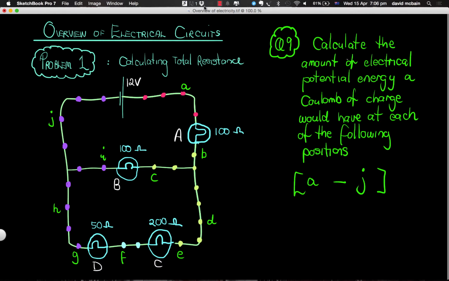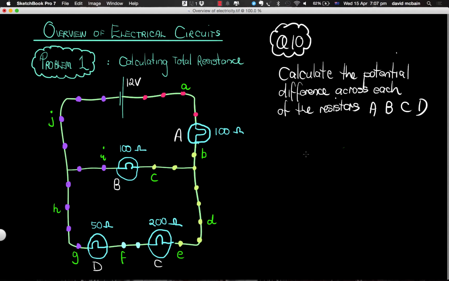In this final question, question 10, I want you to calculate the potential difference across each of the globes or each of the resistors. Now notice I'm saying the potential difference. And to remind you, if I wanted, for example, to measure the potential difference across globe A, I would connect a voltmeter across globe A like this.